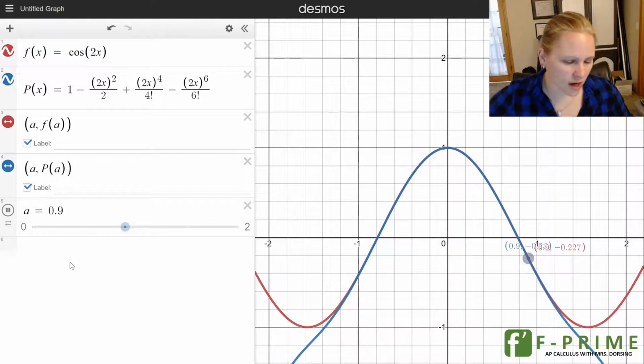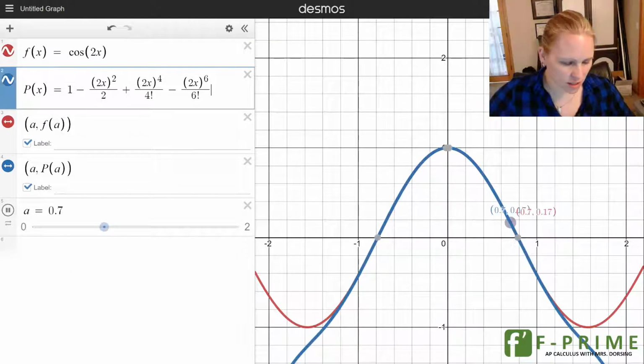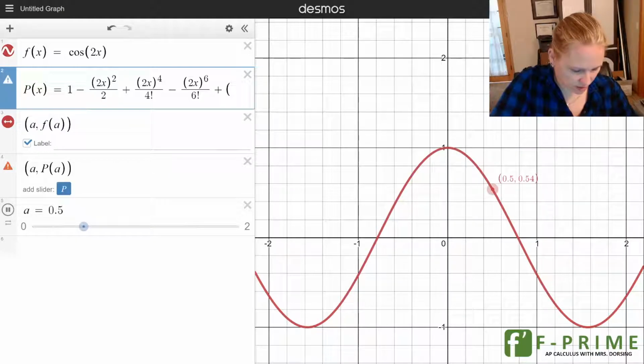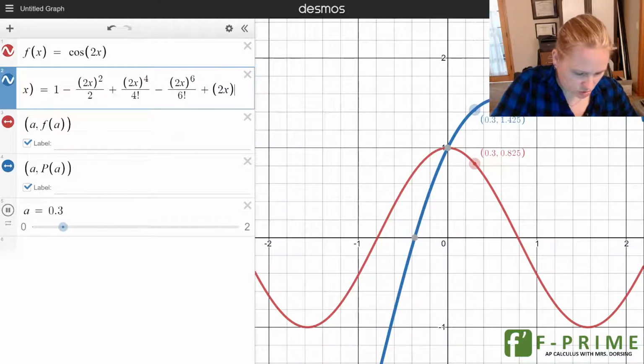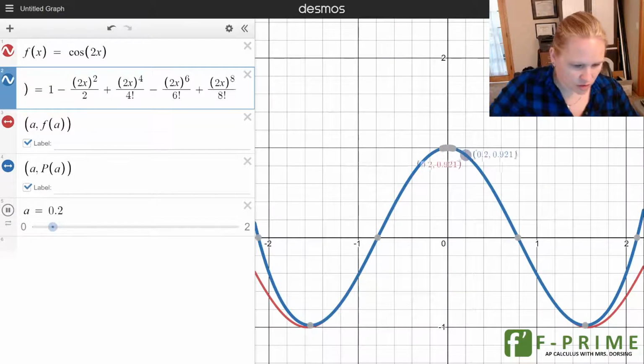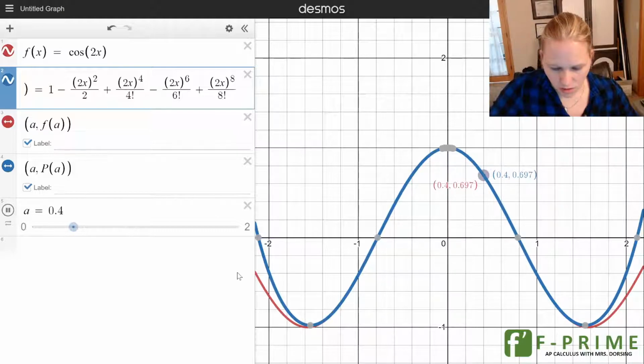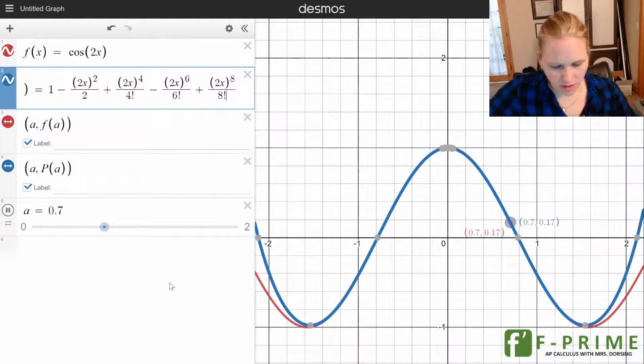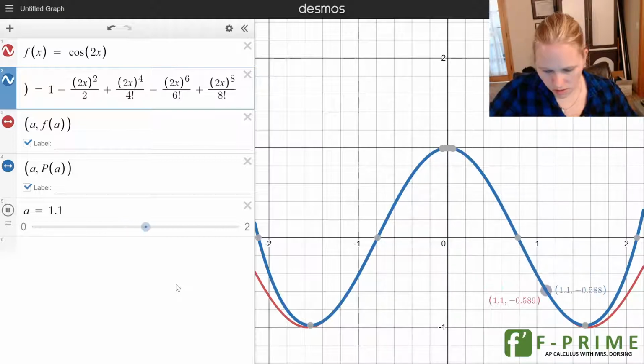But to get a more accurate representation, I would literally have to continue adding. So if I add on here 2x to the 8th power divided by 8 factorial, you would see that it would line up for a little bit longer. And it would go past 0.5, and it's still the same. Oh, we're getting there. Same. Oh, it just started right about in there. You could see that it started to diverge a little bit. So the more terms we have, the closer my approximations are.